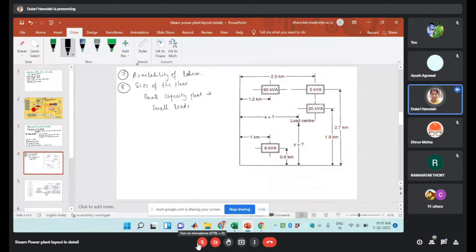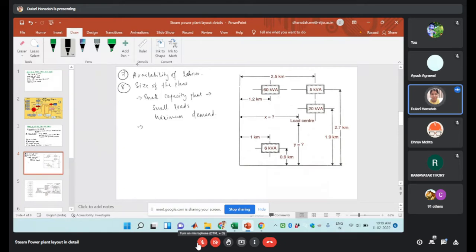These are designed as per the maximum demand. So if one unit fails, in that case another unit will be run to supply that maximum demand. So that is your small loads or small capacity plant.